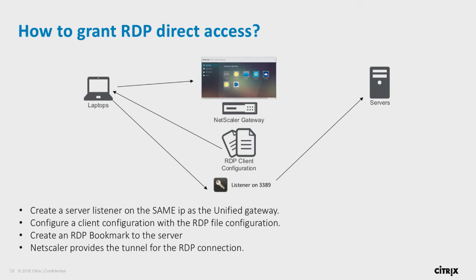How does it work? So basically, your laptop and listener is 3389. You can actually specify the port as part of the configuration file and the reverse proxy through the NetScaler. So we're going to create a server listener. We're going to configure the client for the RDP file, and then we're going to create a bookmark, which in this case is going to be an RDP bookmark instead of an HTTP bookmark.